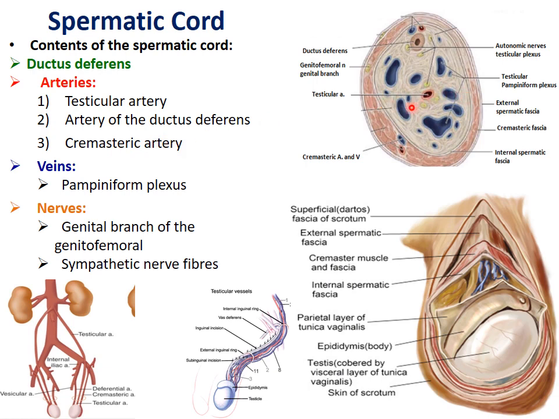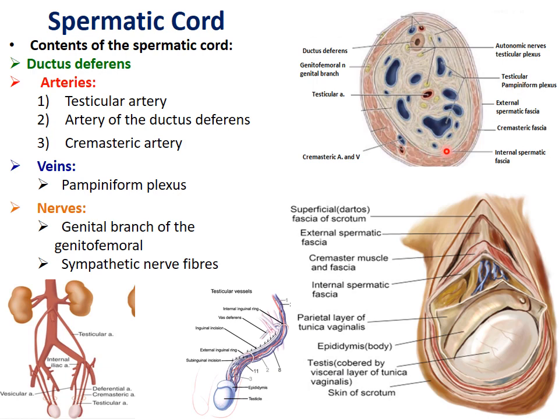So this is the cut section of the spermatic cord with its coverings, right? What can you find? The ductus deferens, okay, fine. This is the testicular artery, okay, fine. And veins, can you see these veins? These are the testicular veins of the pampiniform plexus. There are so many venous anastomoses, right? So many veins you can see here.